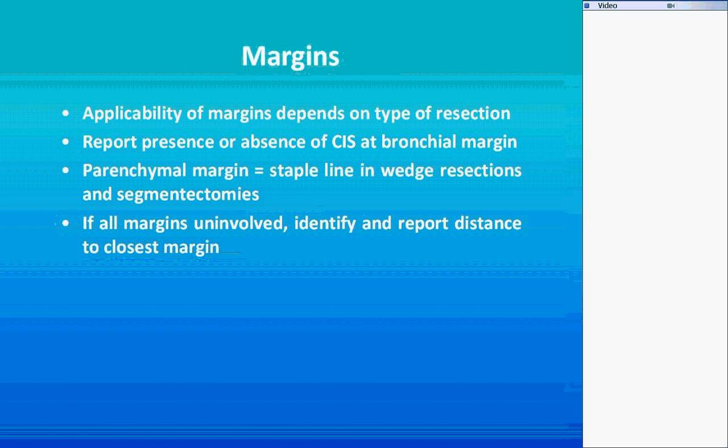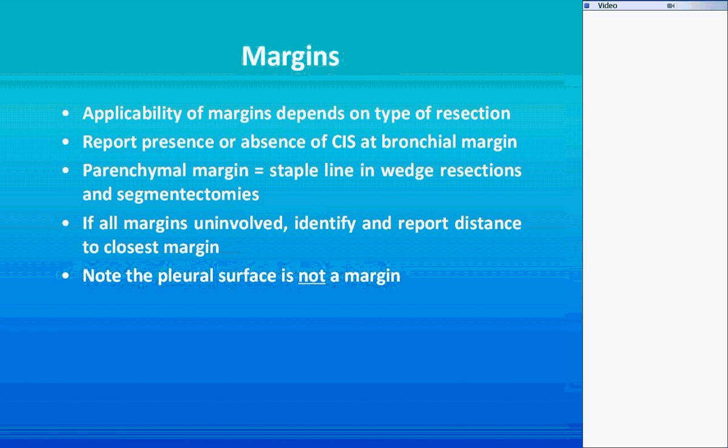Another thing that we're asking is that if all the margins are involved, it's helpful in particular to radiation oncologists to identify what margin is closest to tumor and the distance to that margin. That may help them to tailor their fields in patients who are going to be receiving radiation therapy.